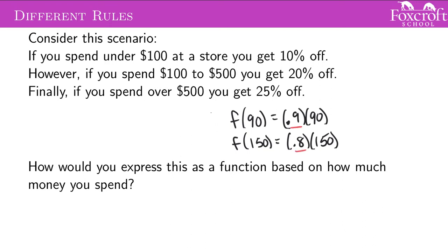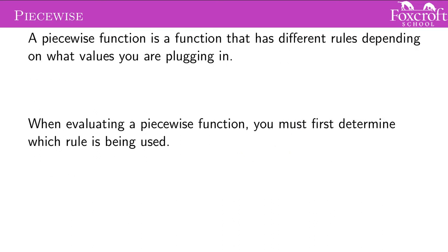And this isn't the way our functions have worked so far. The way our functions have worked so far is that if I plug in something, I follow the same rule every single time. If I plug in 2, I multiply it by 3. If I plug in -1, I also multiply it by 3, that type of thing. So now we need a new type of function that can do different things depending on different inputs. And these are going to be called piecewise functions.